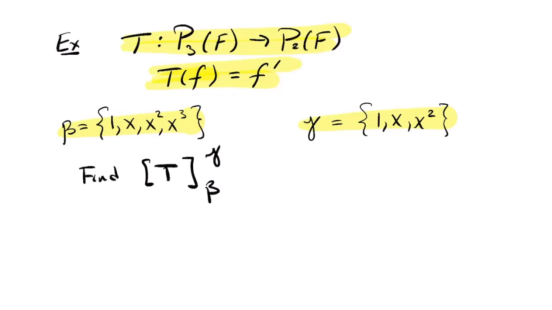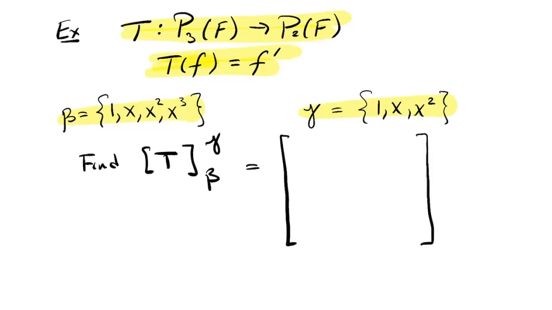Okay? I can tell you that it's going to be a 3 by 4 matrix, right? It's going to have 3 rows and 4 columns. So let me actually make some space for it right here. Make 3 rows and 4 columns. And then how do we fill it in?